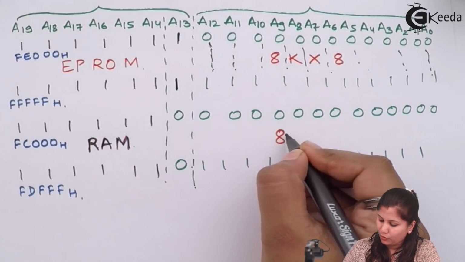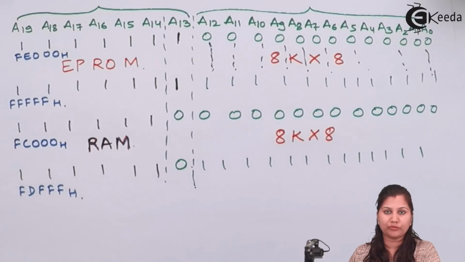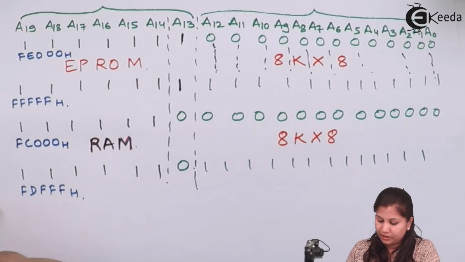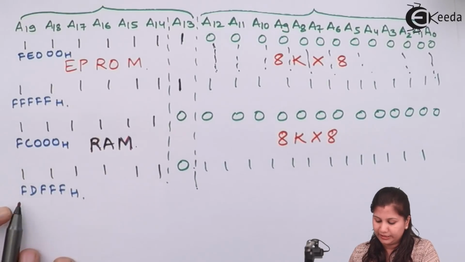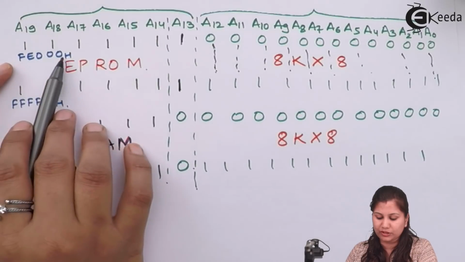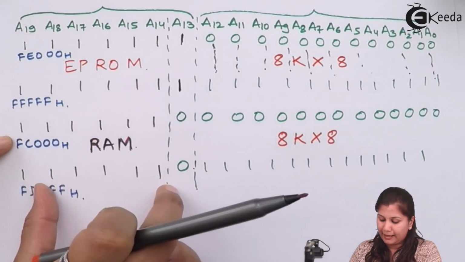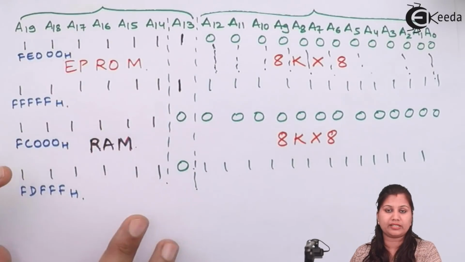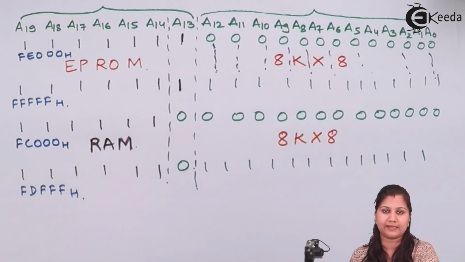And this is also of the size 8K into 8, because we are having two RAM chips. Now if we see the addresses, FC000 till FDFFF, and after that we have FE000 till FFFFF. So you can see that the RAM and ROM addresses are continuous. There is no gap between their address map.